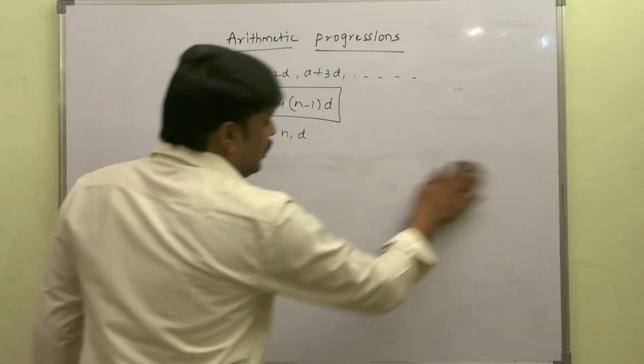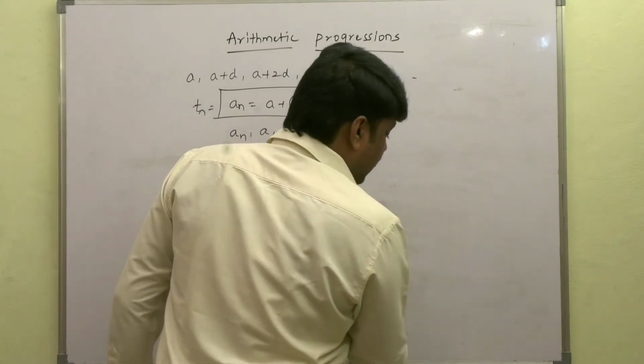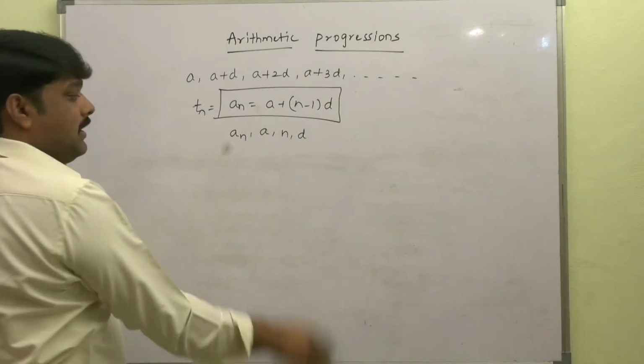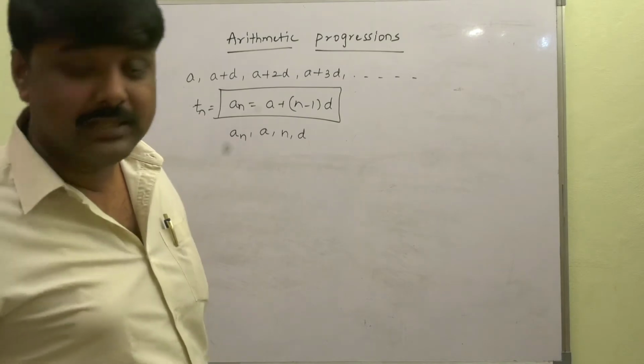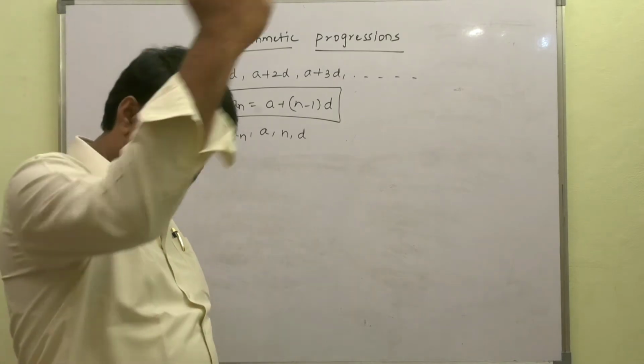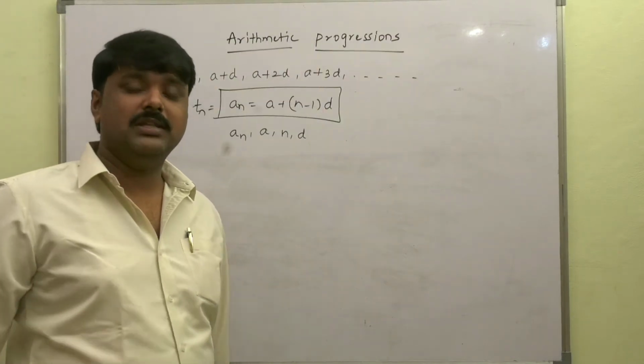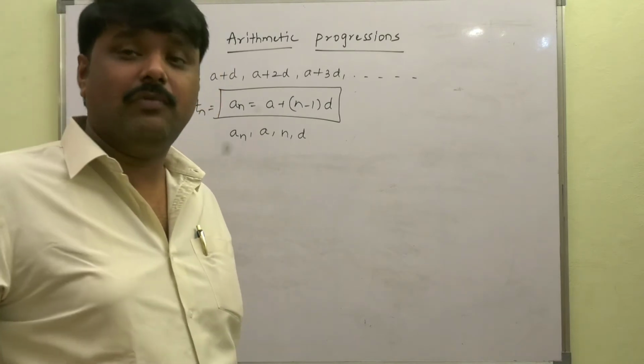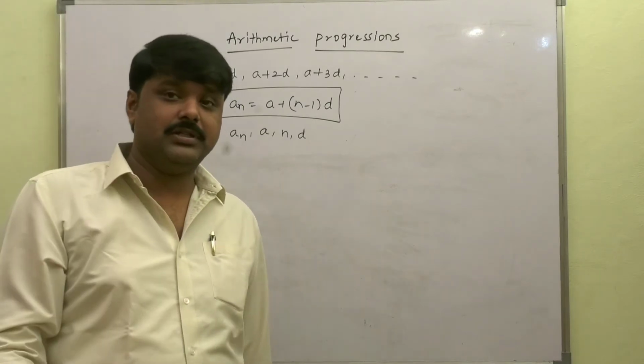Tn equals to a plus n minus 1 into d. What is a? First term. What is n? Number of terms. What is Tn? Nth term. What is d? Common difference.